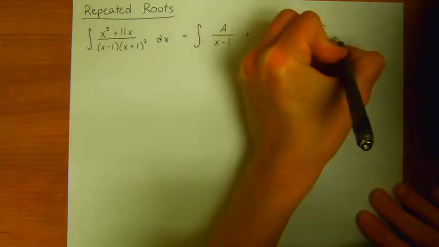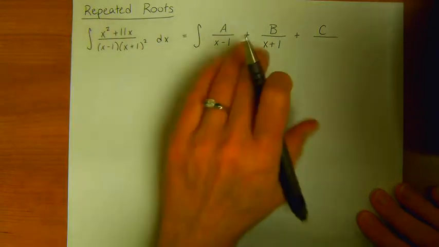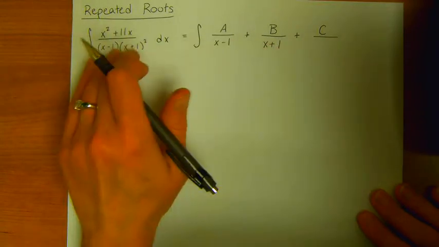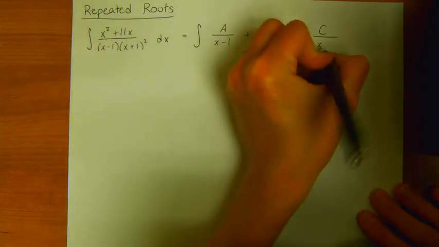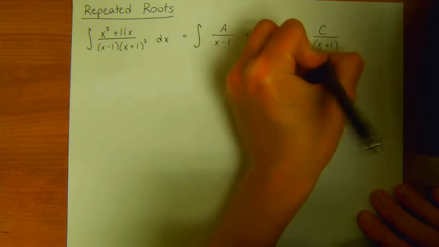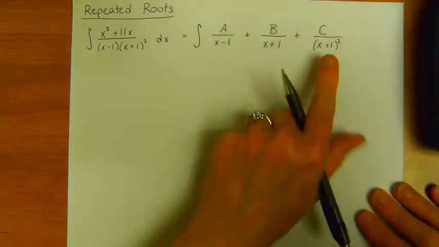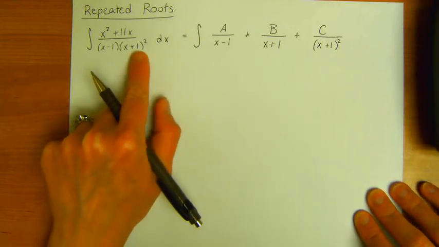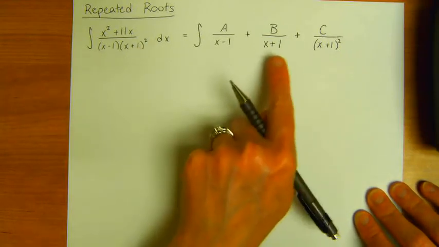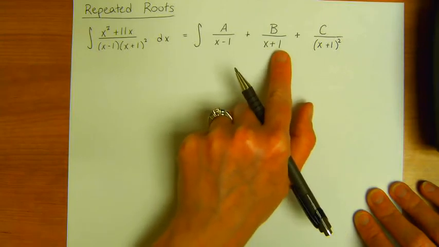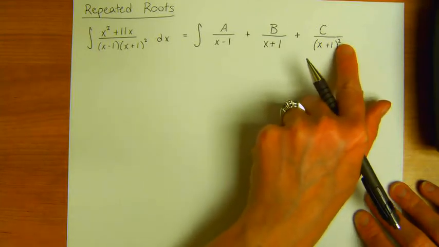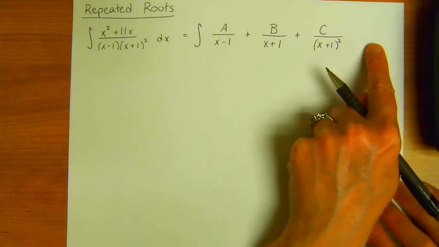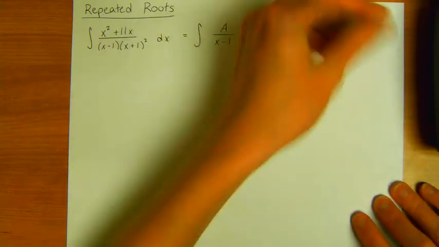So for repeated roots, you need to add in not just the x minus 1 and the x plus 1, but for each root that is repeated, I need to have each instantiation of that repetition. So you could imagine that if this were x plus 1 cubed, I would have to have the x plus 1 to the first power, x plus 1 to the second power, and I would have to add on an additional term, an x plus 1 to the third power.